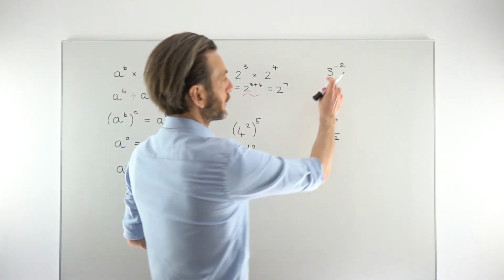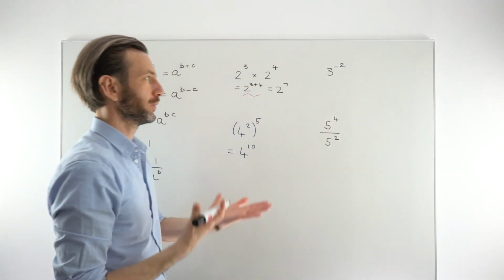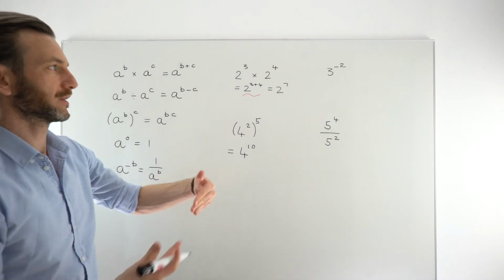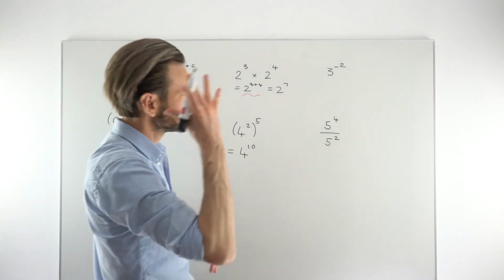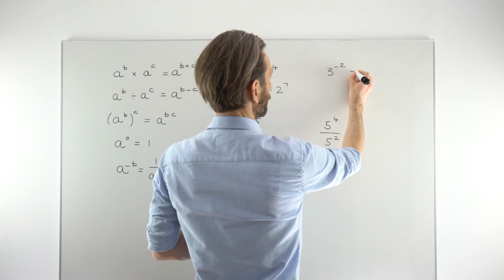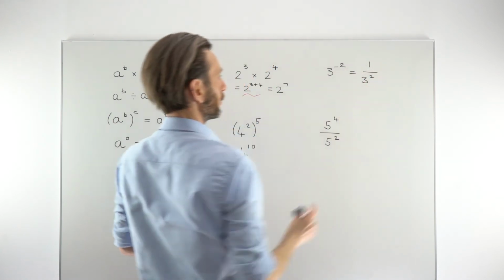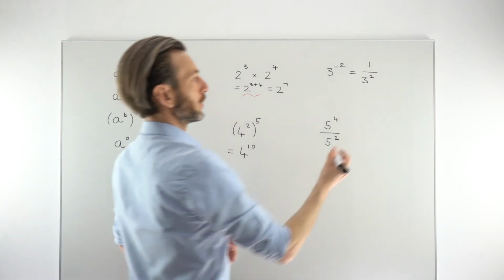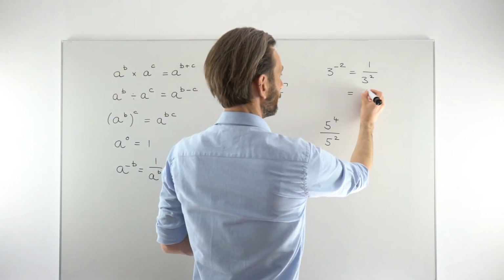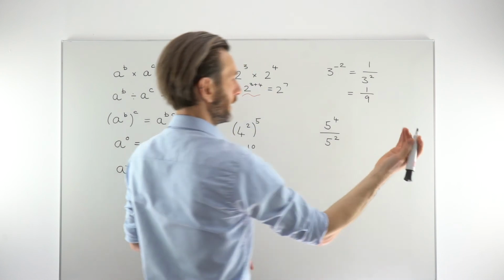Okay, next one's a negative power. So again, how do we conceptualize multiplying 3 to itself minus 2 times? That's quite difficult. So we just use a rule where we turn it into a fraction. So 1 over 3 to the power of positive 2. 3 to the power of 2, 3 squared is 9. So that just becomes 1 over 9, and we're done.